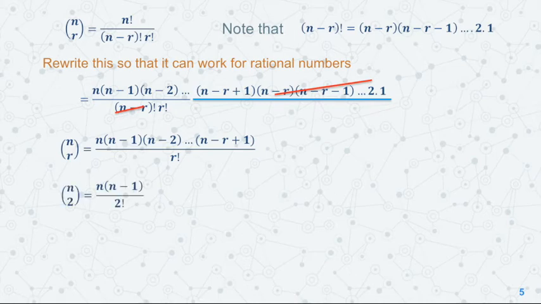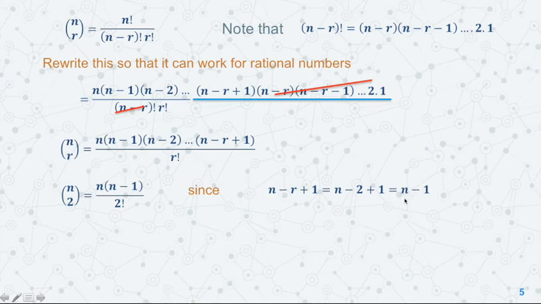Okay, so let's take a look at this example. n taken 2. What is n taken 2? We know that it is n times n minus 1 over 2 factorial. So using this formula, what is n minus r plus 1? Our r is actually 2, right? So n minus r plus 1 is equal to n minus 2 plus 1, and that simplifies to n minus 1.